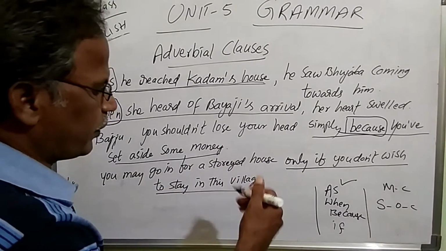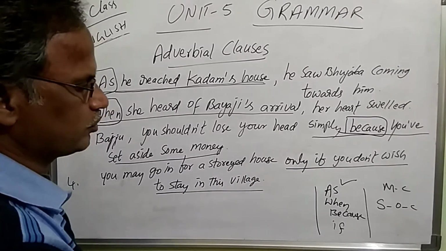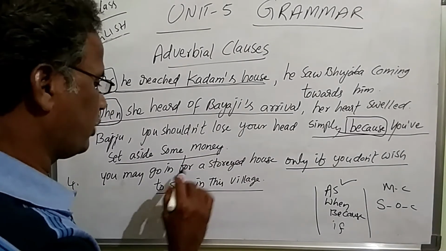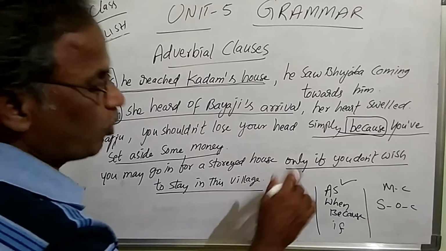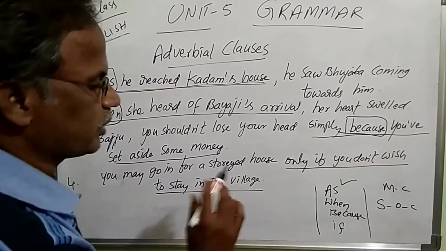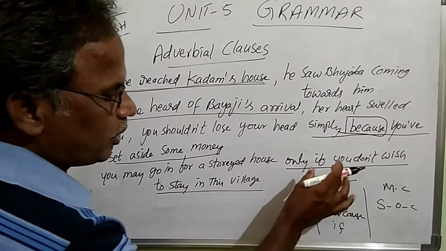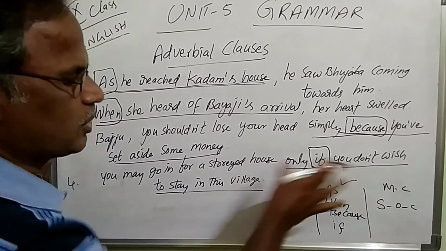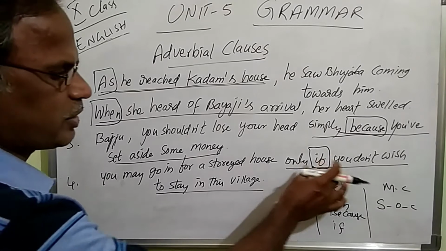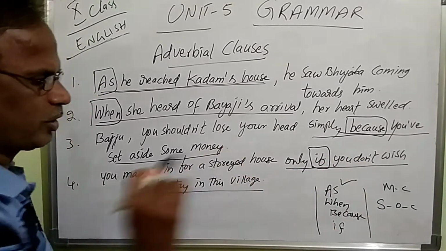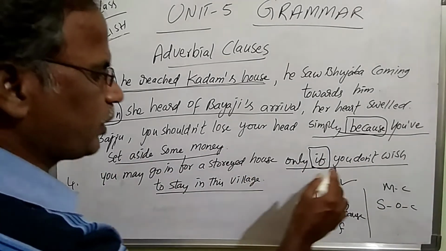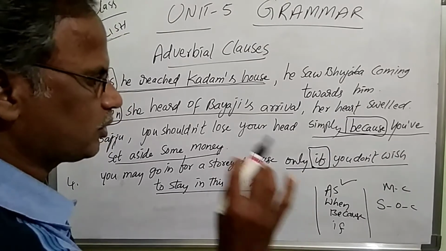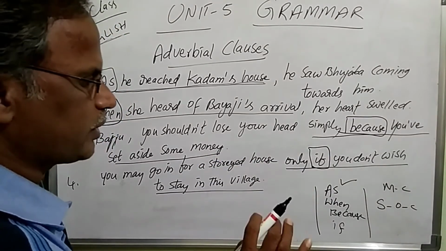You may go in for a storied house only if you don't wish to stay in this village. Two separate clauses are there. The conjunction if is used to combine these two separate clauses. Understand? So this underlined clause doesn't give the complete meaning itself.